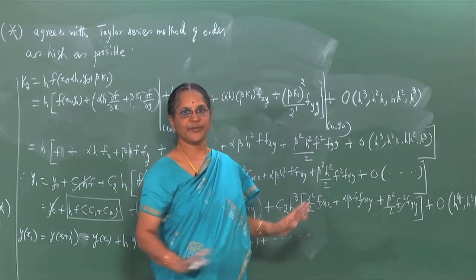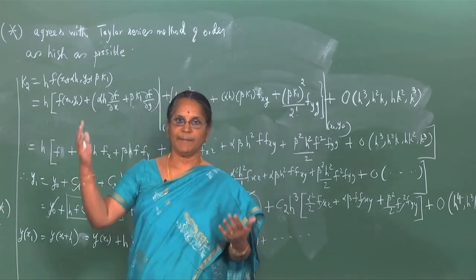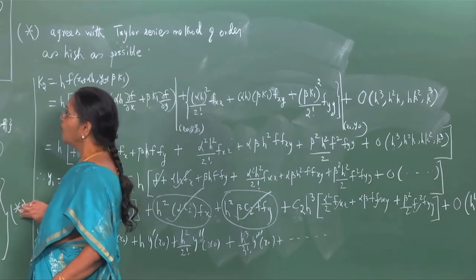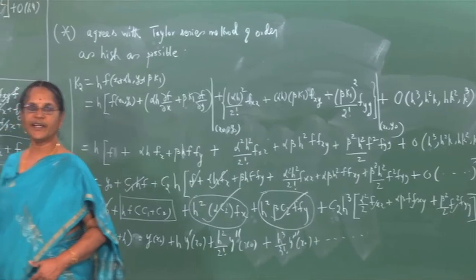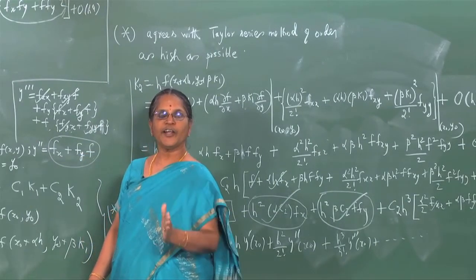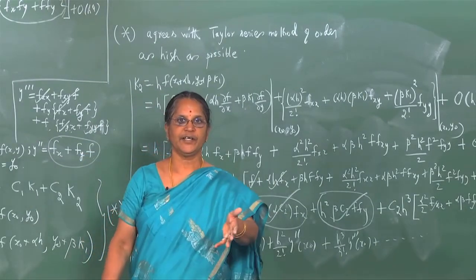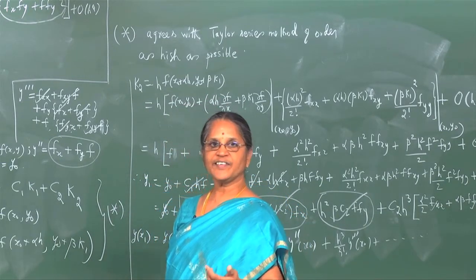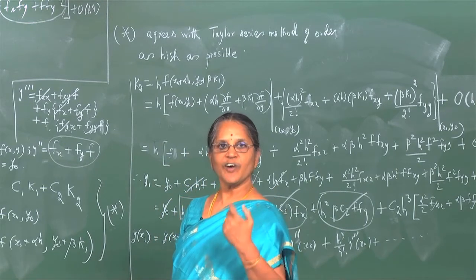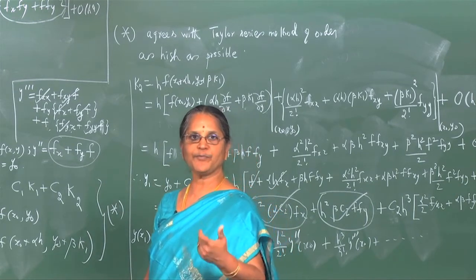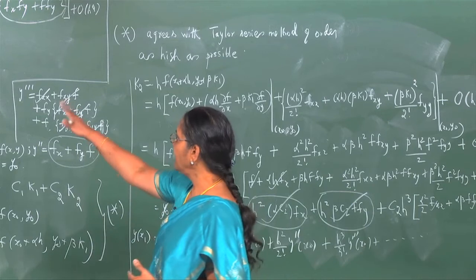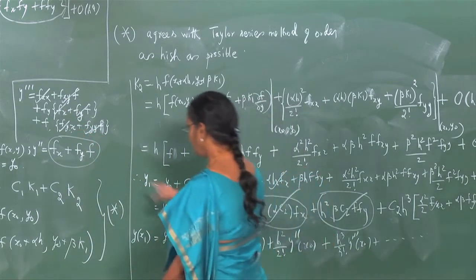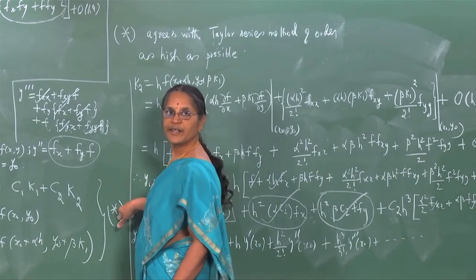That is not possible. So, I can match the method that we are deriving, namely star, with the Taylor series method only up to order of h square term. That is, the maximum order possible here is a Taylor series method of order 2, namely terms up to order of h square in the Taylor series can be matched with the method that I am looking for, namely star.